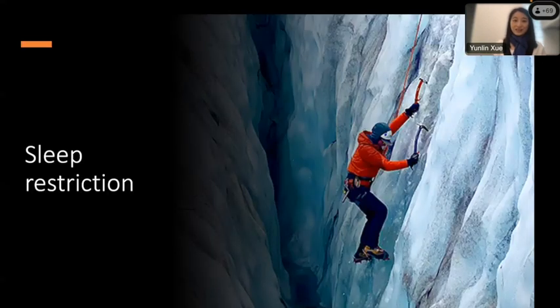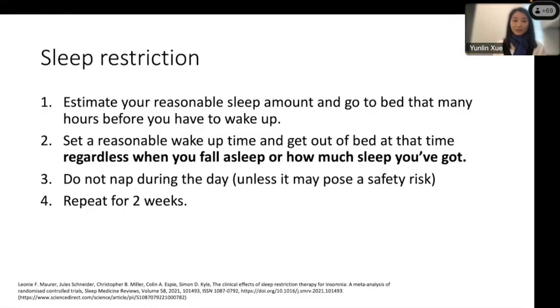So the next one is sleep restriction. And I put this here because this is the one that takes the most willpower, almost like this ice climber. Because what it requires you to do is actually to wake up around the same time every day, regardless of how much sleep you've got throughout the night and regardless of when you fall asleep.